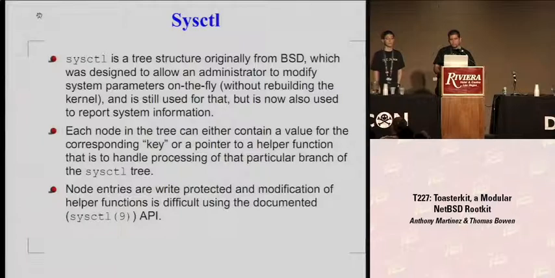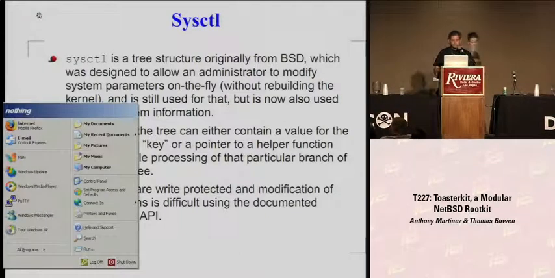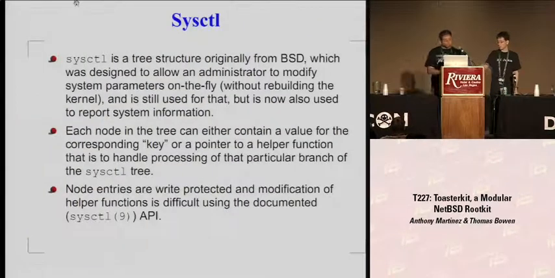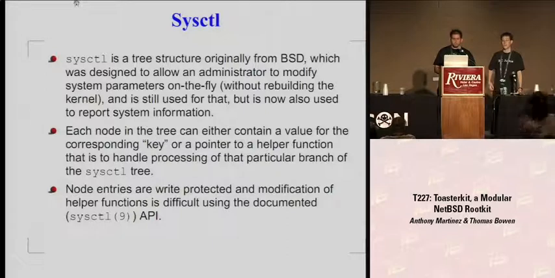So to be able to hide ports from netstat, we had to hook a sysctl helper function, the TCP helper function. And one notable thing about sysctl is the API really sucks. It was very difficult to get any information out of it to help us in messing with the sysctl structure.